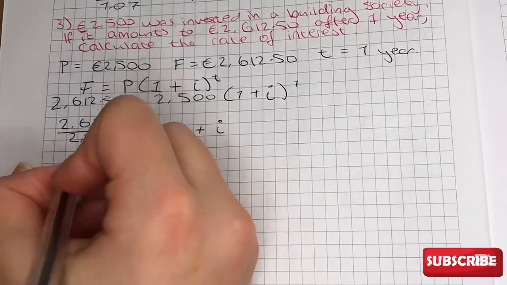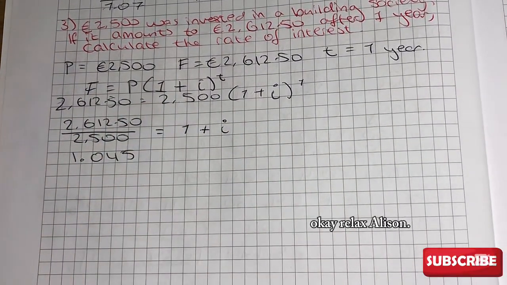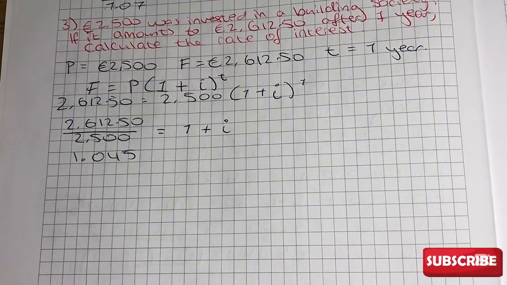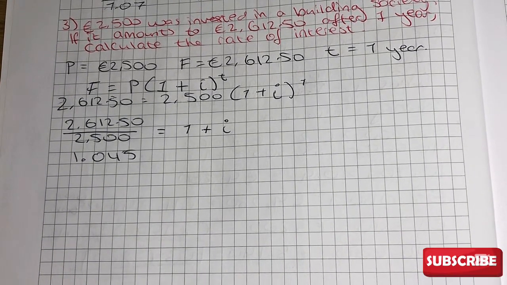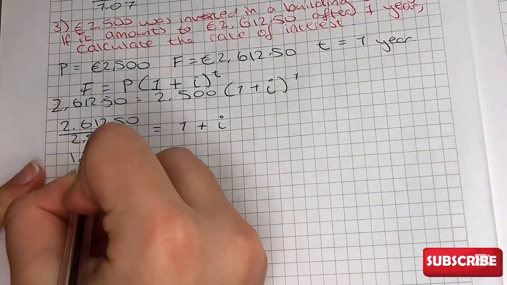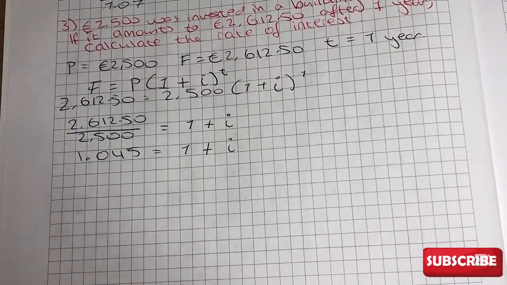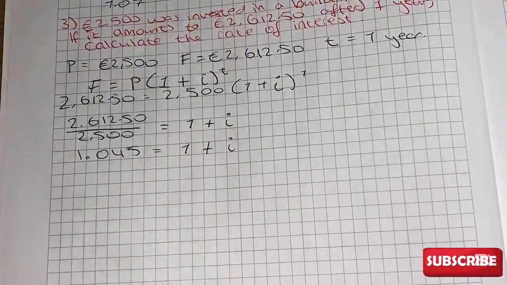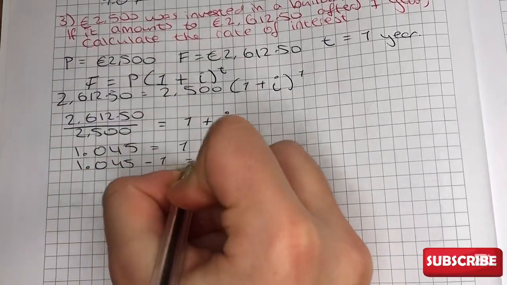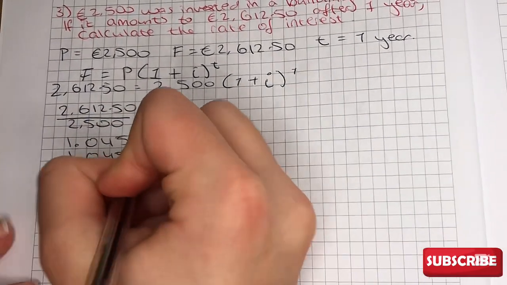So now, if we divide that, we are left with 1.045. Remember, do not round up in the middle of doing your sums, okay? Please do not. If you do round up, you will get a wrong answer. Straightforward as that. So do not round. This is not rounded up. So 1.045 is equal to 1 plus I. Now, we have to find the value of I. How are we going to do so? We're going to bring 1 to the other side. Simple as. 1.045 take 1 is equal to I. 0.045 is equal to I.